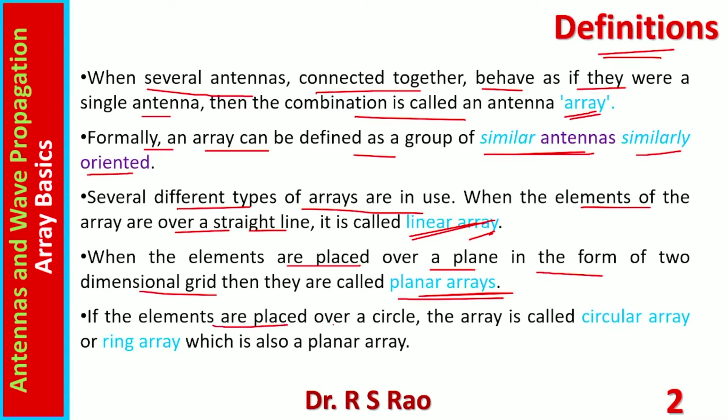If the elements are placed over a circle, the array is called a circular array or a ring array, which is also a planar array. Here the point is, a circular array is not a linear array, it is a planar array. In this array, elements are placed in a circular manner.